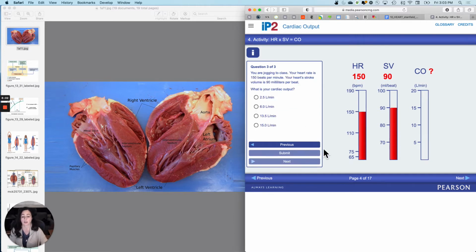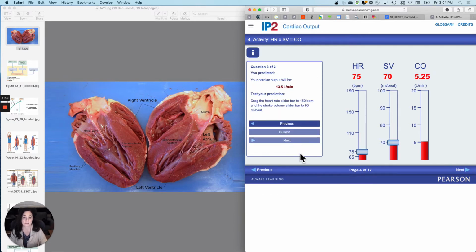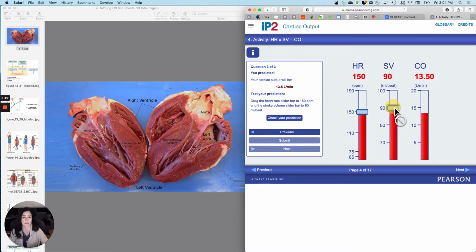Next. You are jogging to class. Your heart rate is 150 beats per minute. Your heart's stroke volume is 90 milliliters per beat. What is your cardiac output? You could do math. I just estimated, and I got it right. And that is that. And they want you to prove it. Drag the heart rate slider to 150 beats per minute. Drag the stroke volume to 90. And then check your prediction.